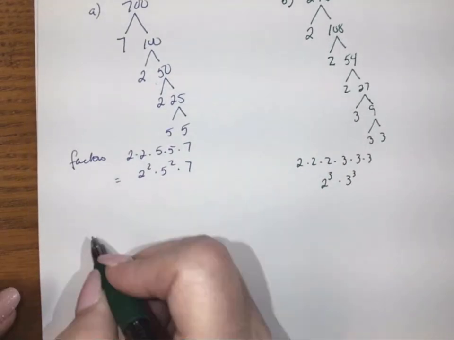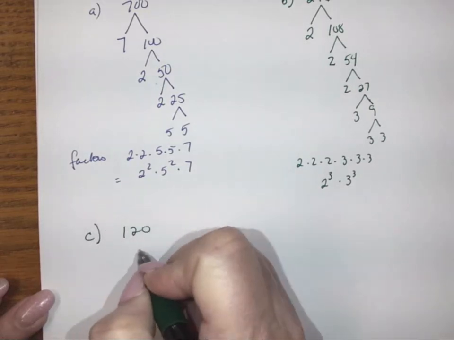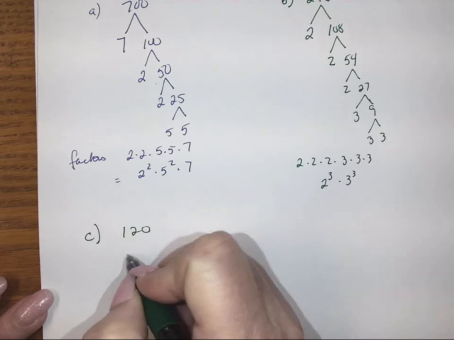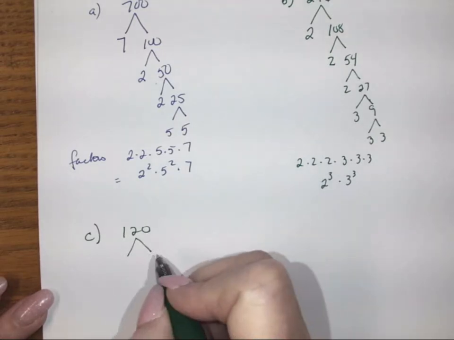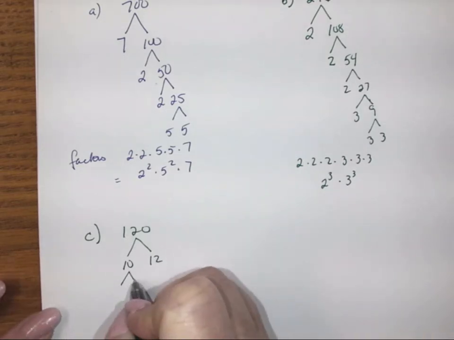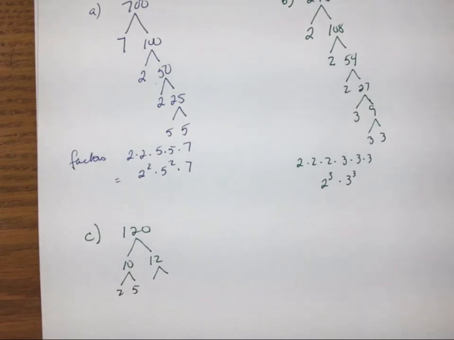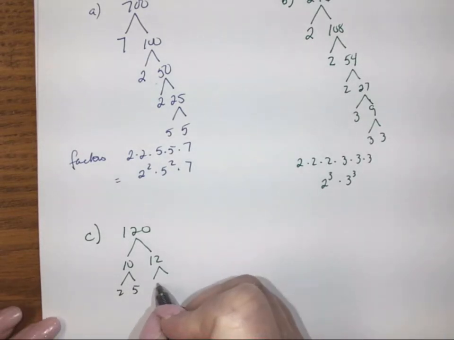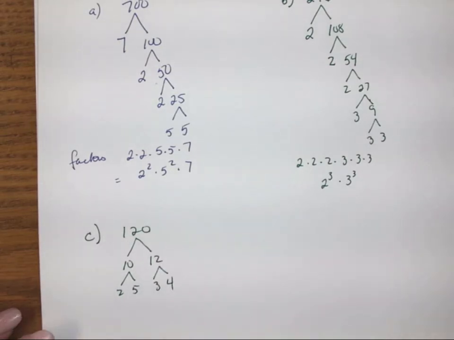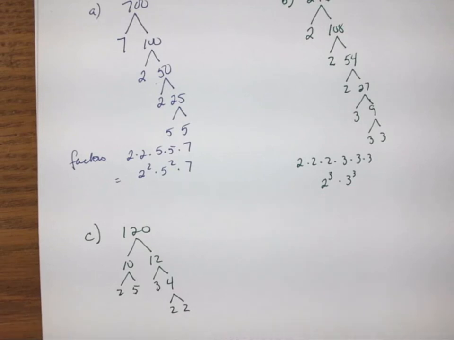All right, let's look at part C. If we look at 120, 120 ends in a 0, so I know it's divisible by 10. So I can get 10 times 12 gets me 120. 10 becomes 2 times 5. And 12 we can do 3 times 4 or 2 times 6. It does not matter. We did 2 times 6 earlier, so this time let's do 3 times 4 just to mix it up. 2 is a prime number, 5 is a prime number, 3 is a prime number, 4 is not. It is 2 times 2.